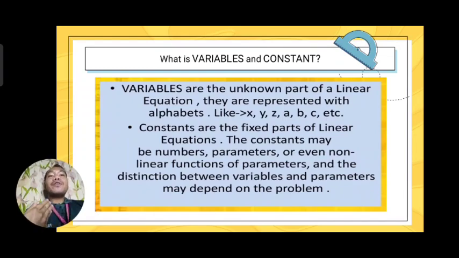So next, the constants. Constants are the fixed parts of linear equations. The constants may be numbers, parameters, or even non-linear functions or parameters, and the distinction between variables and parameters may depend on the problem. So all in all, if we talk about the variables, those are the X, Y, Z, so we call it variables, or any part of the alphabet. While constants, those are the integers like 1, 2, 3, 4, 5, 6. So those are constants. Next.